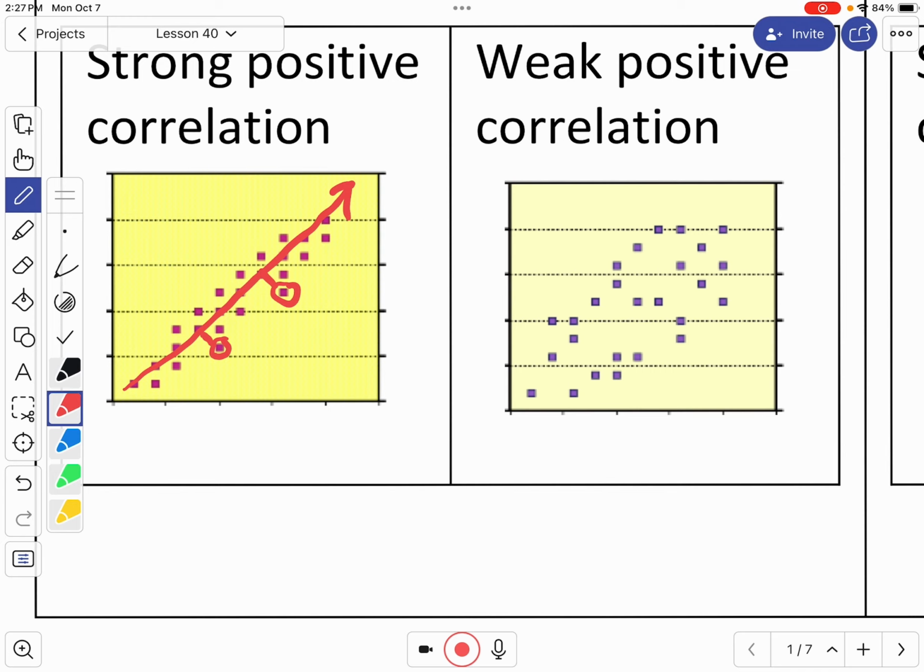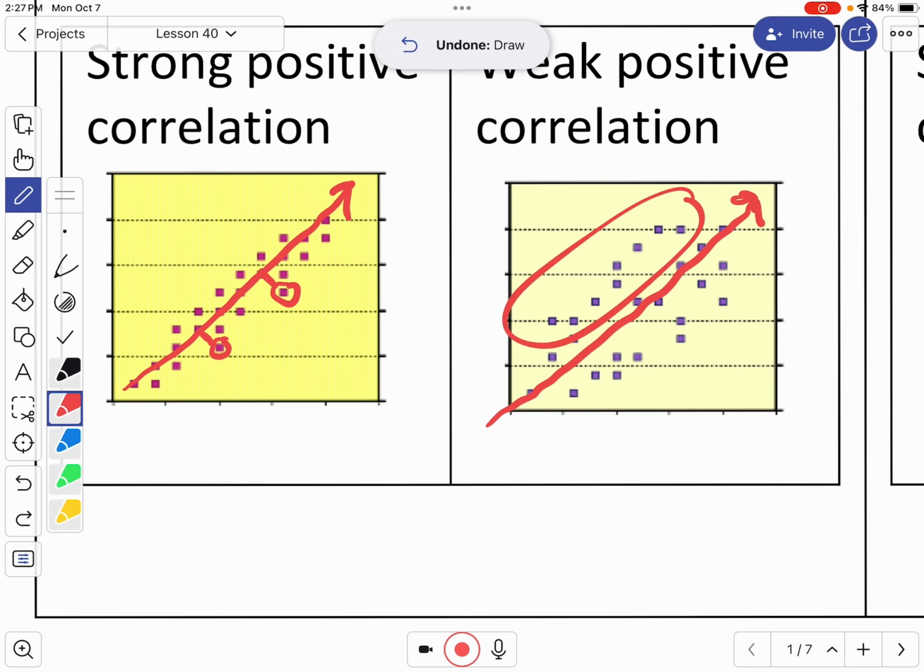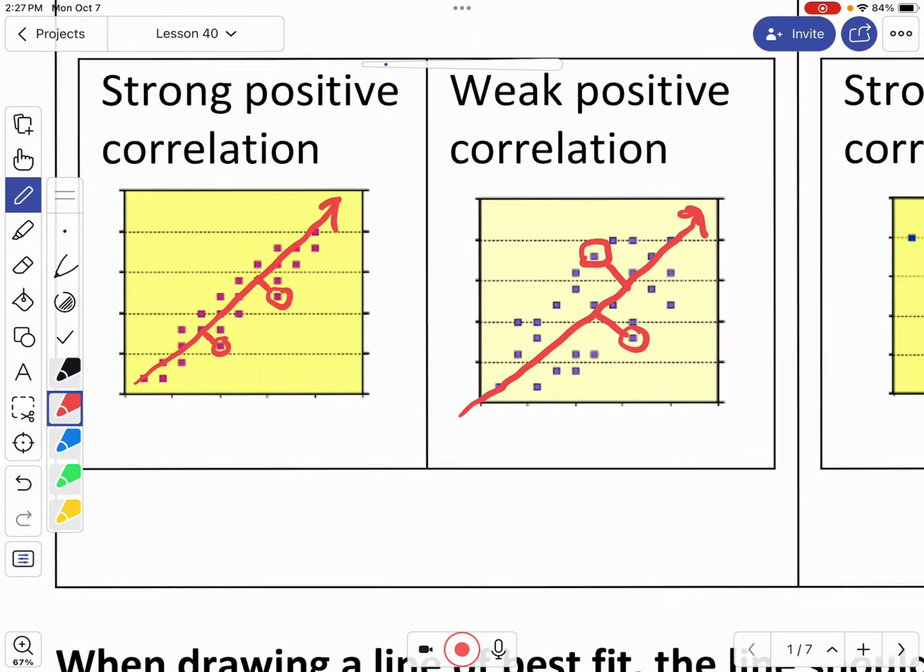A weak positive correlation, we could fit a line through here, and again, the best fit line would probably be the one that has about 50% of the points above and below the line. That best fit line, you can see in this example with a weak positive correlation, the distance grows. Any individual point is going to have a larger distance to travel to get to the best fit line. That's what a weak positive correlation would look like.